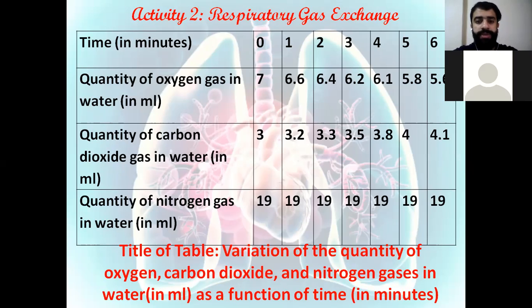Now, let's move to the nitrogen gas. Nitrogen gas, at time 0 it was 19, at time 1 it was 19, and at 2, 3, 4, 5, 6 it was 19. It was the same. From now on, you have to change the word "the same" and use the word constant. It remains constant at 19 milliliter. So here, there is no exchange of nitrogen. From this table, we can conclude that only oxygen and carbon dioxide are respiratory gases, and the other, nitrogen in this case, is not a respiratory gas since it remains constant.